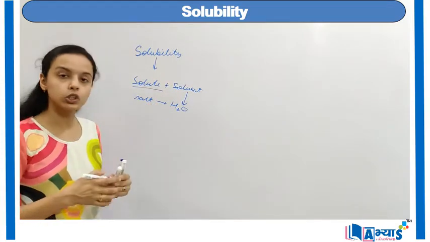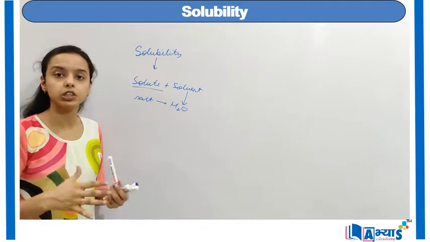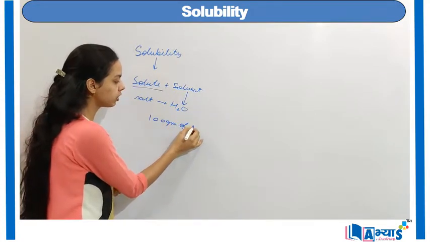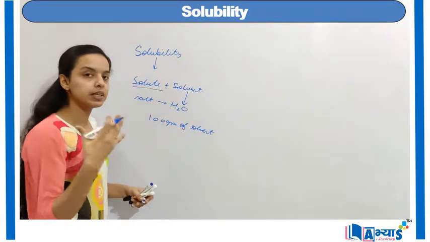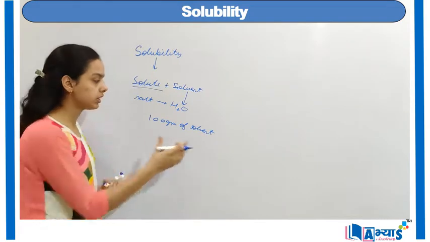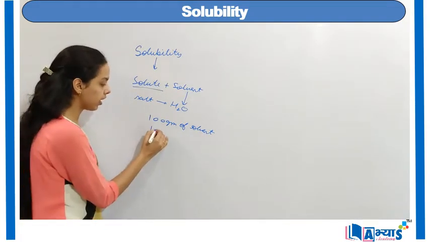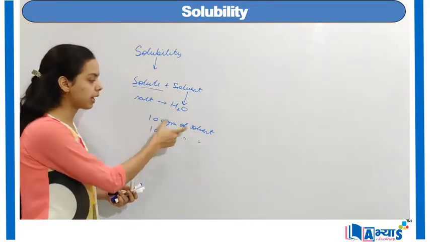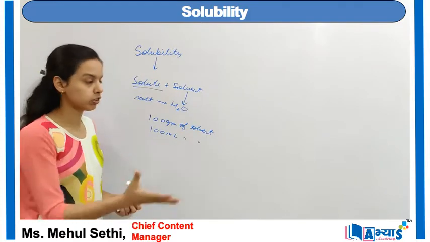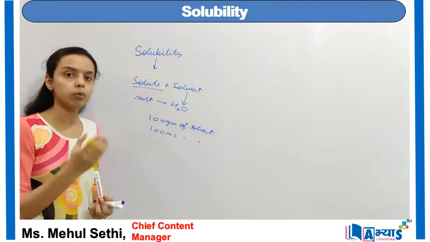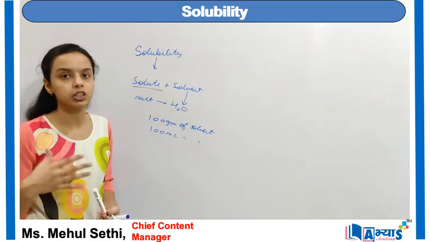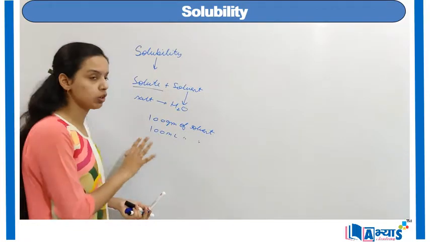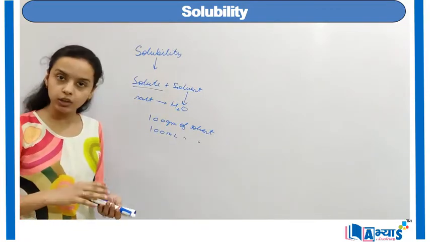So when we talk about solubility, solubility basically refers to the amount of solute present in 100 grams of solvent, if the solvent is solid. But if it is in the liquid state, then we say 100 ml of solvent. So the amount of solute present in 100 grams of solvent in the case of a solid, and the amount of solute present in 100 ml of solvent, refers to the concept of solubility.